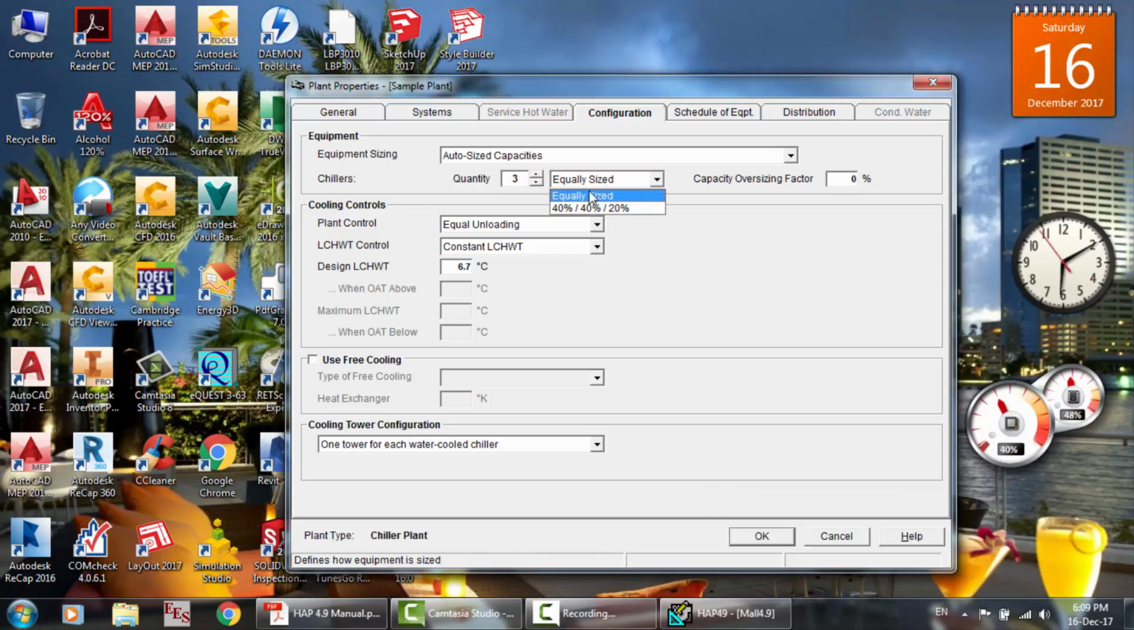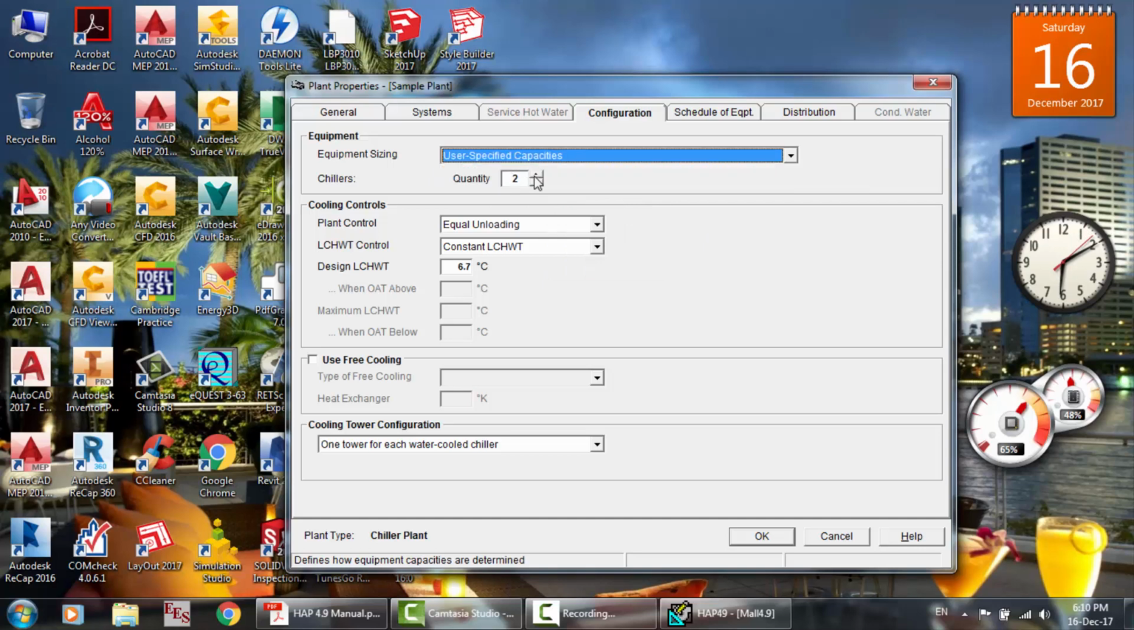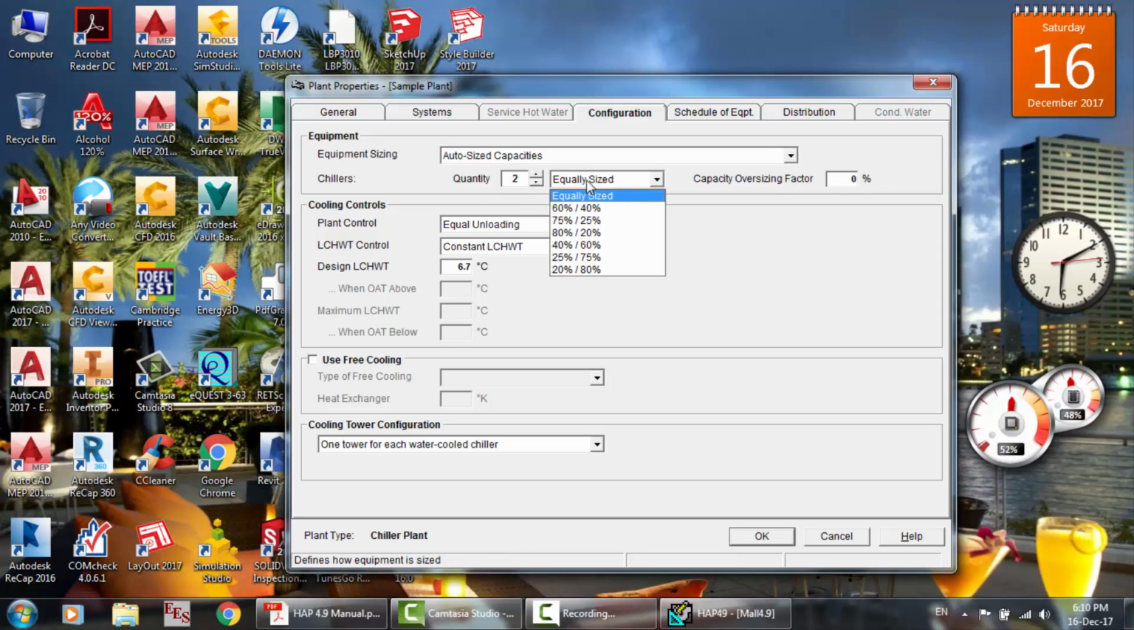So you can make them equally sized, or 40, 40, 20 between the 3. We find many percentages. Okay, this is all sized. If you make it user, you will only find the quantity. All sized equally, we make it 4. Okay, we make it 5. So we make it 3, we make it 2, and so on. So here is the safety factor.